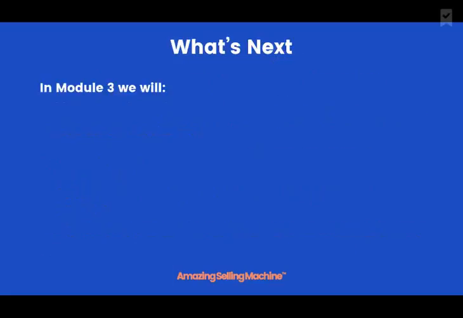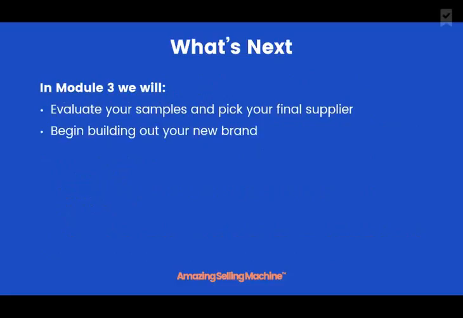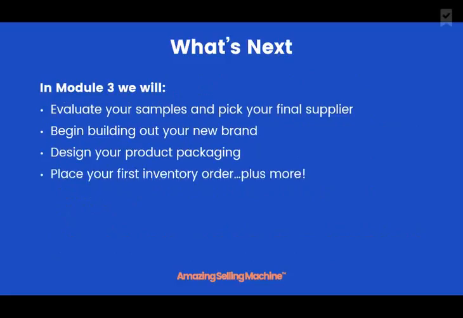Here's what's coming next. In Module 3, we'll evaluate the samples once they arrive and pick your final supplier. We'll then begin building out your very own new brand. We'll design your product packaging, and finally, we'll place your very first inventory order and more.